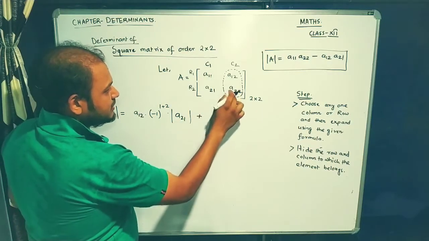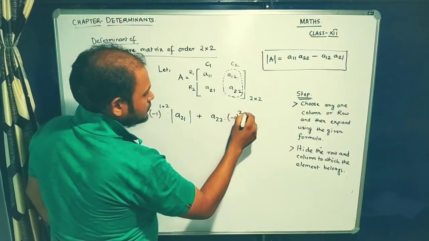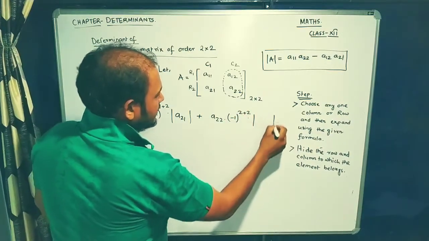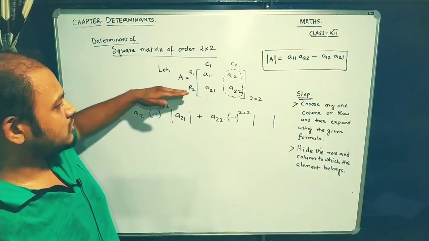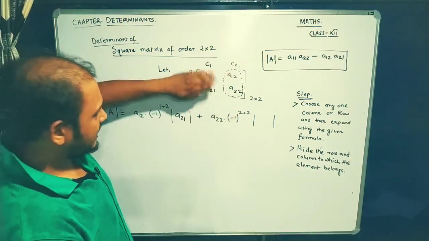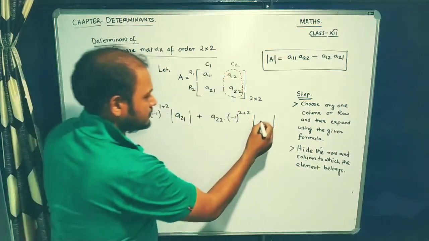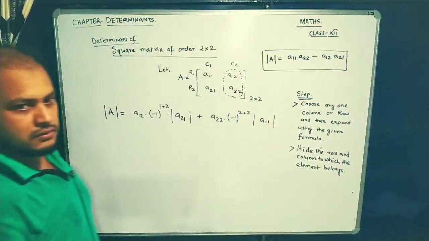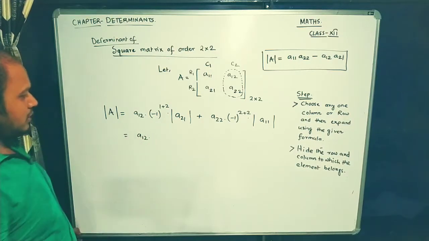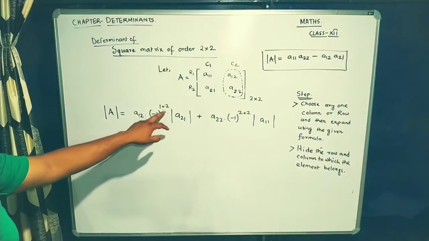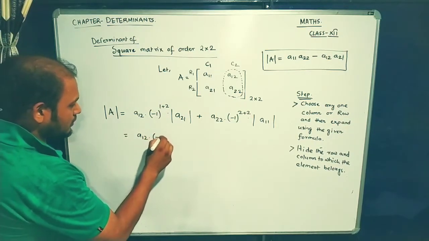Then plus the next element, A22, again -1 to the power 2 plus 2. Then the determinant. Now hide the row and column. A22 belongs to the second row, second column, so hiding the second row and second column, what do you see now? A11. Place A11 here. Now use it. A12 into -1 to the power 3. 3 is an odd number, so -1 to the power odd number is -1.